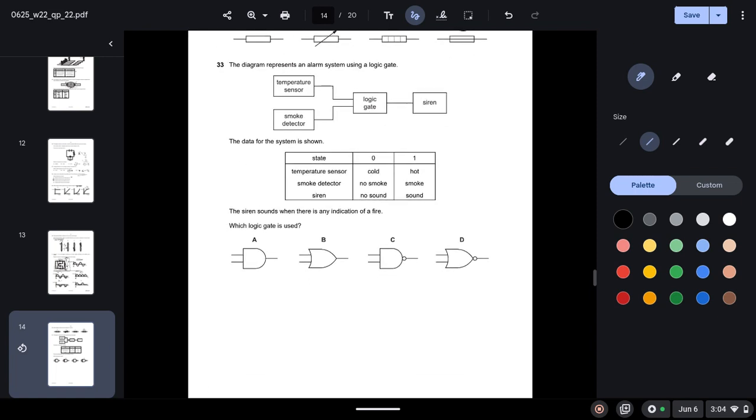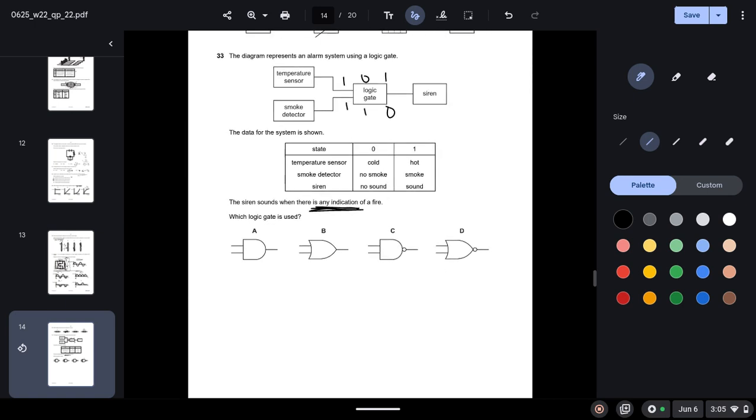The diagram represents an alarm system using a logic gate. The data for the system is shown. The siren sounds when there is any indication of a fire. Any indication means that either there is an increase in temperature or a detection of smoke. So even if one of them is true, the siren should sound. So the siren would sound if this has 1 1 or 0 1 or even 1 0. So if even one of them is true, the siren should sound.